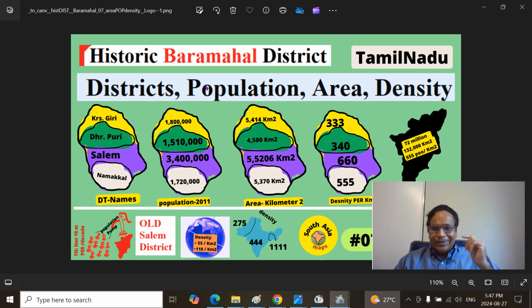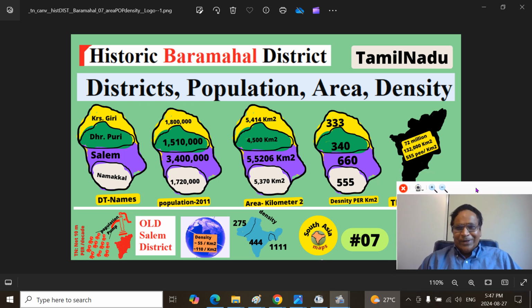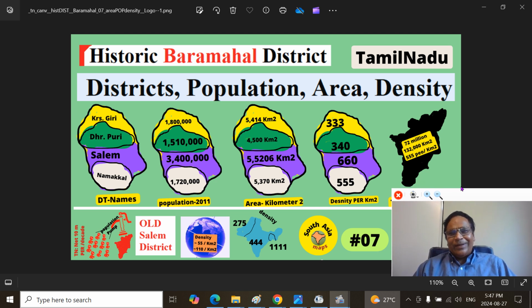Bharat, South Asia. And this is part 6, 7 of the Historic Baramahal District series. You see, the Baramahal is a region also called Bigger Salem District or Old Salem District in the northern part of Tamil Nadu province of today's Bharat. After this presentation, you will get a fascinating idea of the historic Baramahal district, that is the Old Salem district.